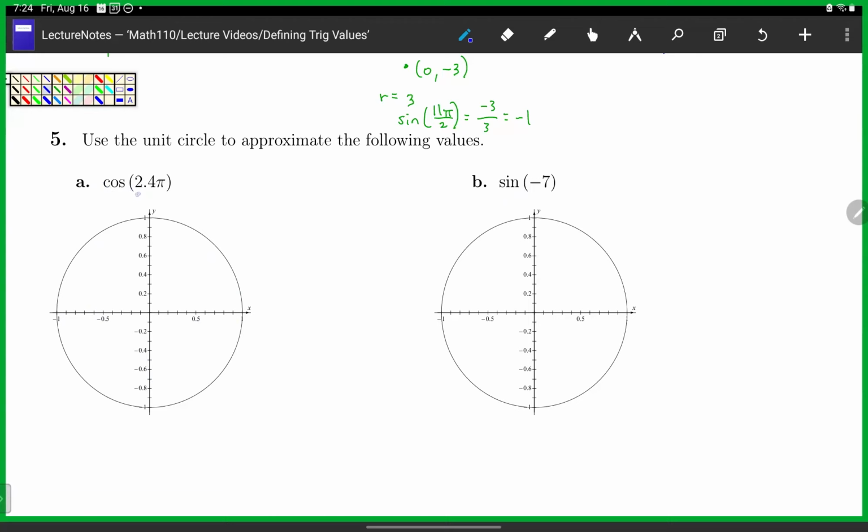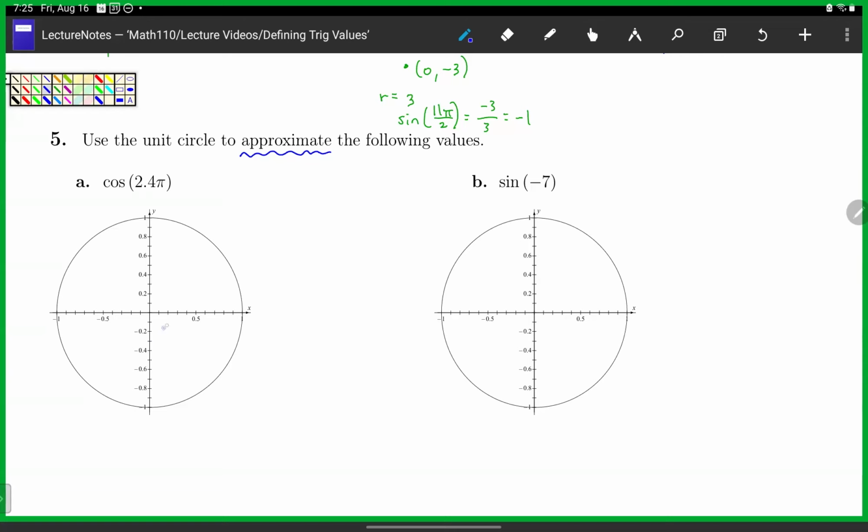So here I'm going to look at cosine of 2.4 pi. Now, this is an estimate. It's asking me to approximate these values. And so this is really a little bit tough. So cosine of, I'm going to try to figure out how to place this 2.4 pi. So I know that pi is a half turn. And that means I need to divide my half turn into 5 equal pieces or 10 equal pieces?